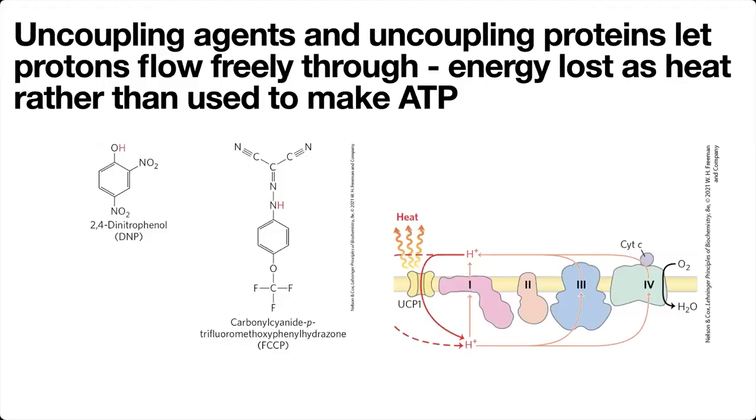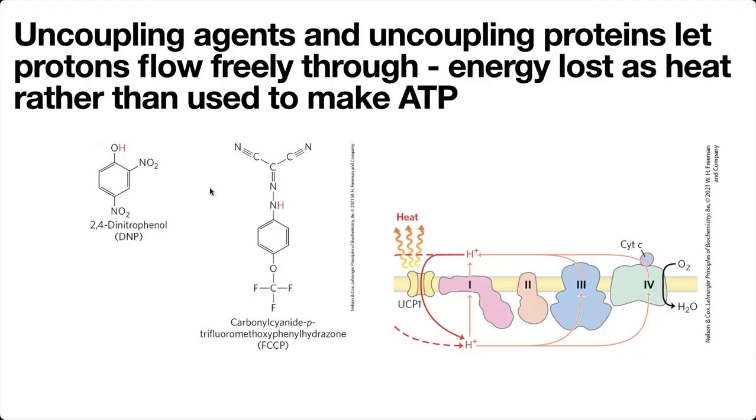Remember that an uncoupling agent and uncoupling proteins are going to let protons flow through without going through ATP synthase. And remember, ATP synthase is our complex 5, which is where we're making ATP. And so an uncoupling agent is going to allow protons to take an alternative route. An uncoupling protein, common in brown fat in babies, basically allows the protons to go through a channel protein, and you're dissipating the energy as heat so the babies can stay warm.